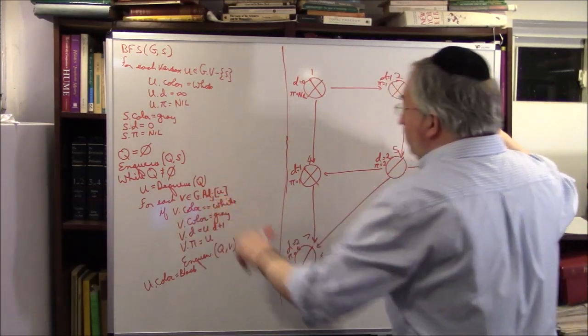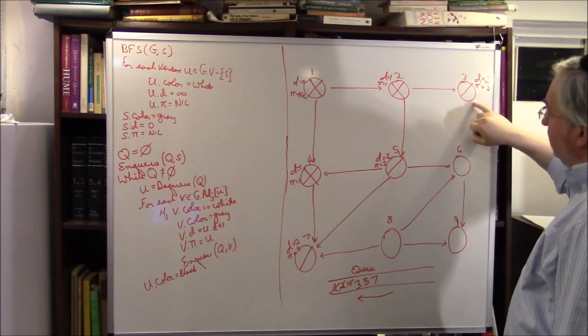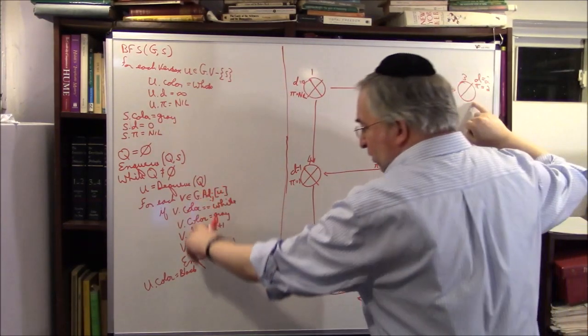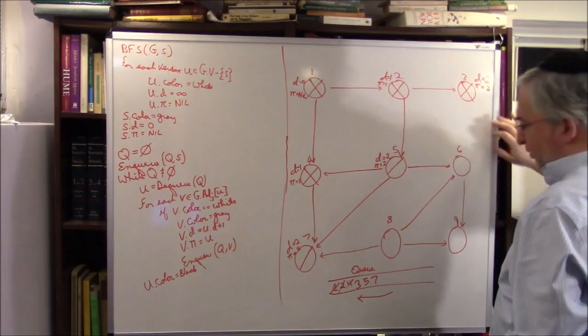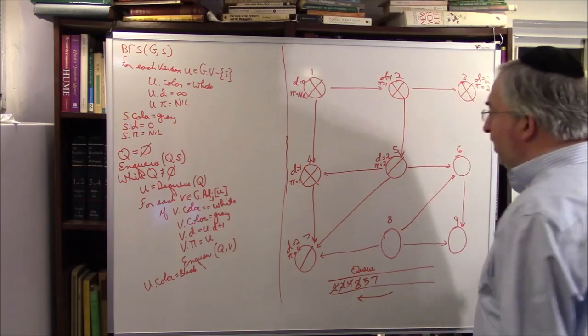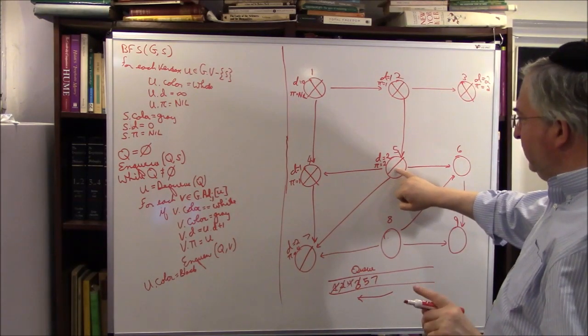For each child of 3, 3 has no children, so we skip this whole loop. Okay, we color 3 black, and we're finished with 3. Great. Next, 5. Okay, now here's where things get interesting.